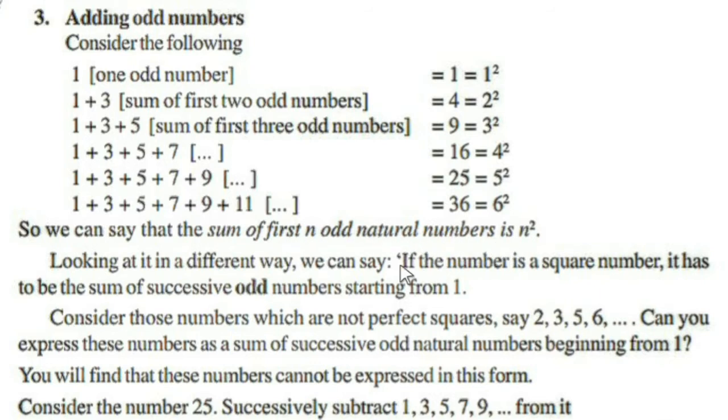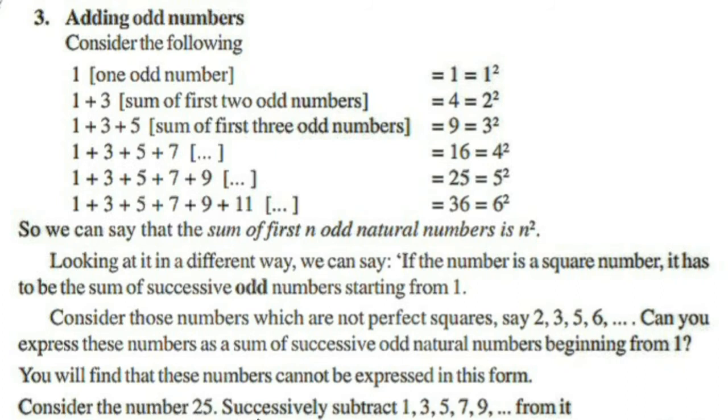Now if we look at it in a different way, we can say if the number is a square number, it has to be the sum of successive odd numbers starting from 1. Now consider those numbers which are not perfect squares. Let us see 2, 3, 5, 6. Can you express these numbers as the sum of successive odd natural numbers beginning from 1? You will find that these numbers cannot be expressed in this form.